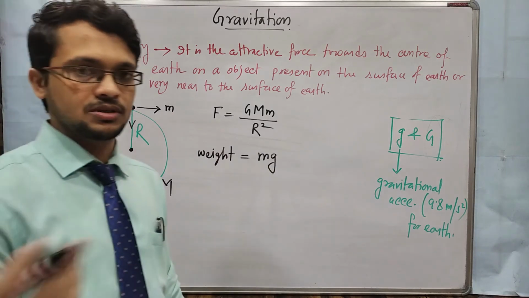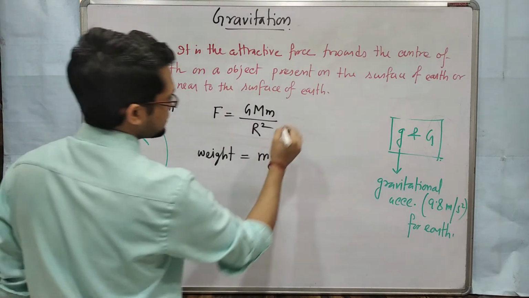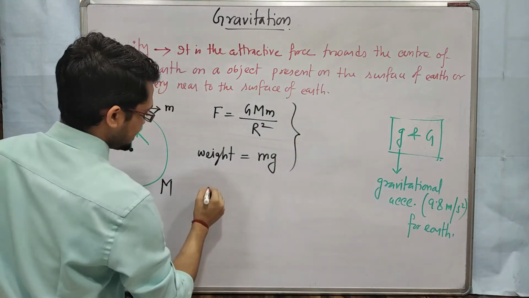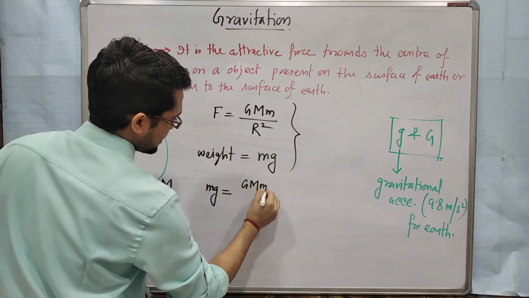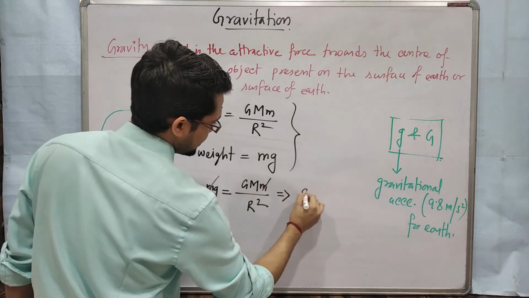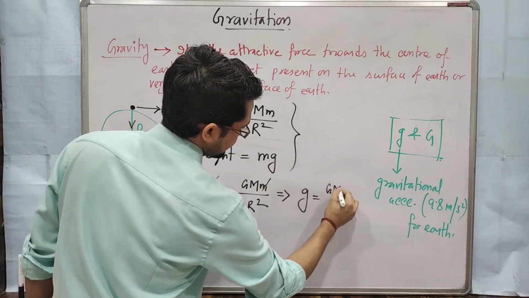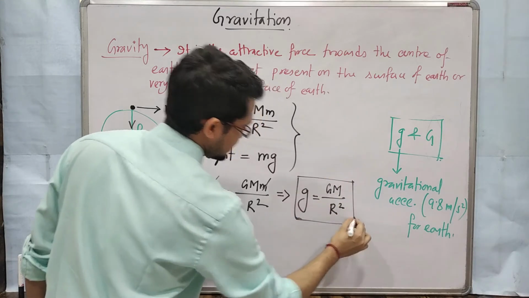Weight means it is a force, and force means mass into acceleration, so here gravitational acceleration. These two quantities are basically the same. So mg equals G M m by R square. The m cancels out, so we get g equal to G M by R square. This is the simple relation.